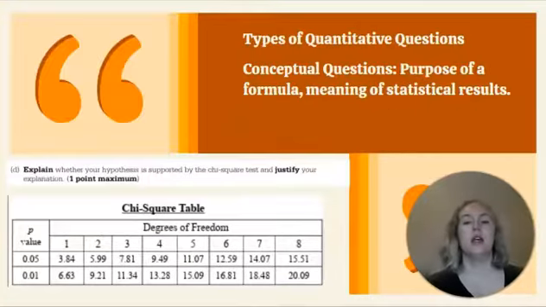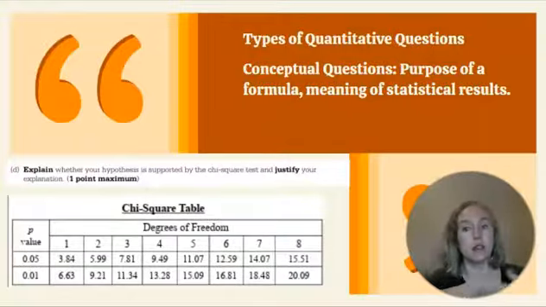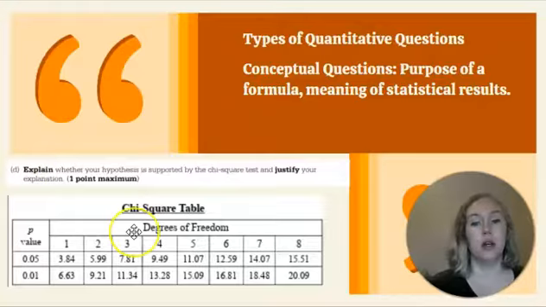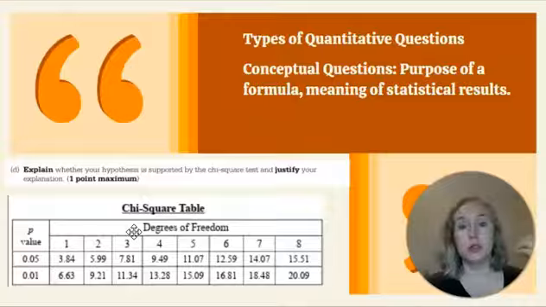The third type are more conceptual. So let's say we had just done a chi-square test. This question asks us to explain whether our hypothesis is supported by the chi-square test and to justify our explanation. So on that, we would need to know, okay, I have this chi-square value. Now I need to know how to use the chi-square table. Based on my number of groups, what are my degrees of freedom, and which value should I choose? Then, after choosing the right value, you will be able to justify whether your results are statistically significant or not.